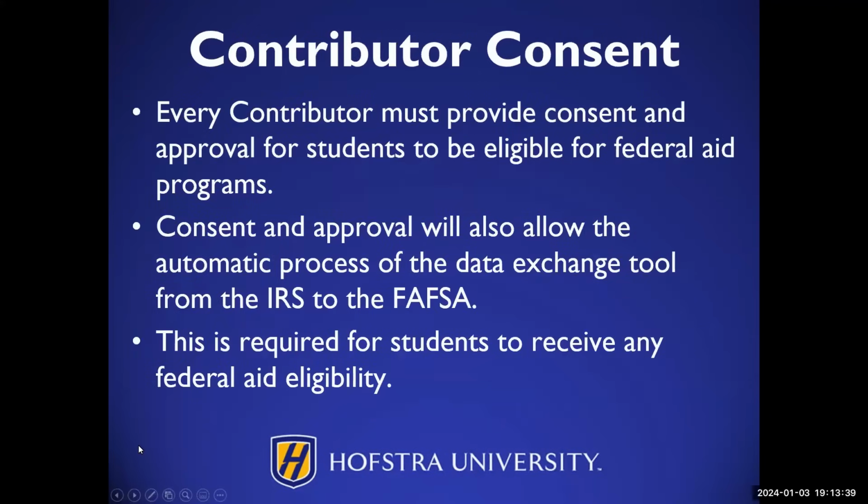So contributor consent is important. Every contributor, which in most cases would most likely be parents, must provide consent and approval for students to be eligible for federal aid programs. Consent and approval will allow the automatic process of the data exchange tool, which links your IRS information directly to the FAFSA. Again, this is now required for any student to receive federal aid eligibility in terms of grants or subsidized loans. If it is declined, students will not be eligible for federal grant programs.